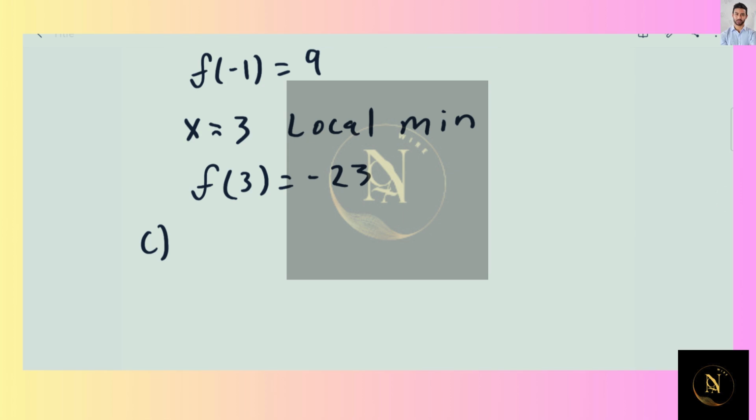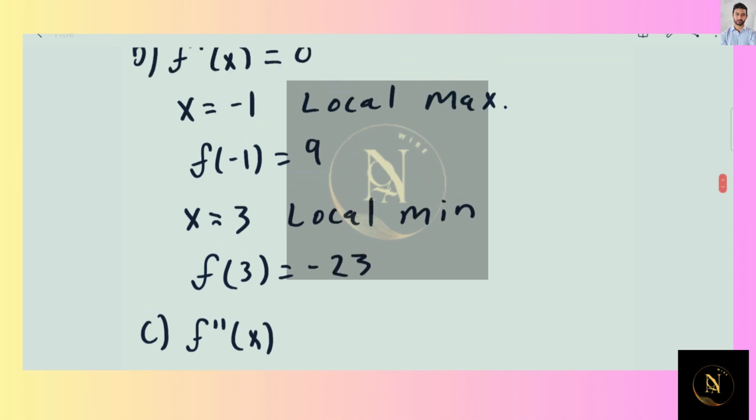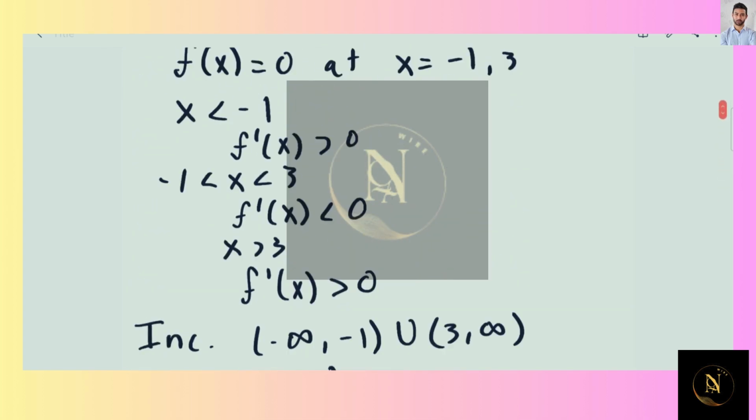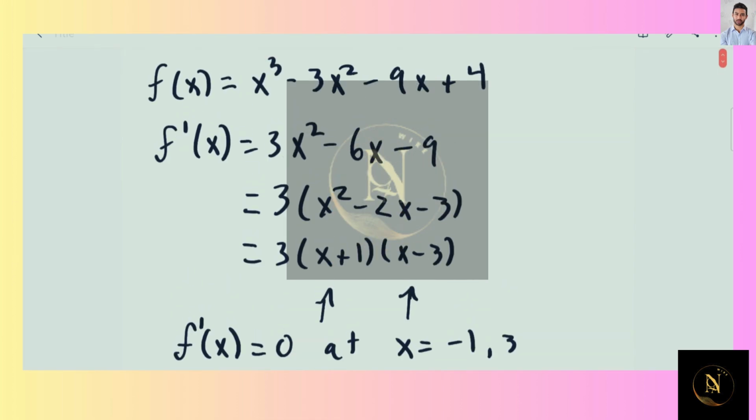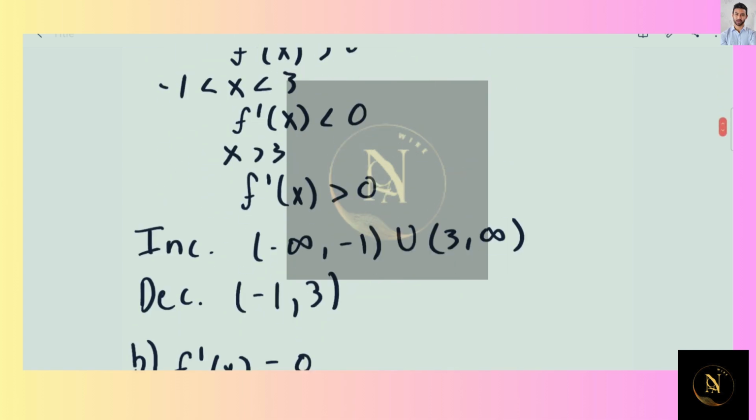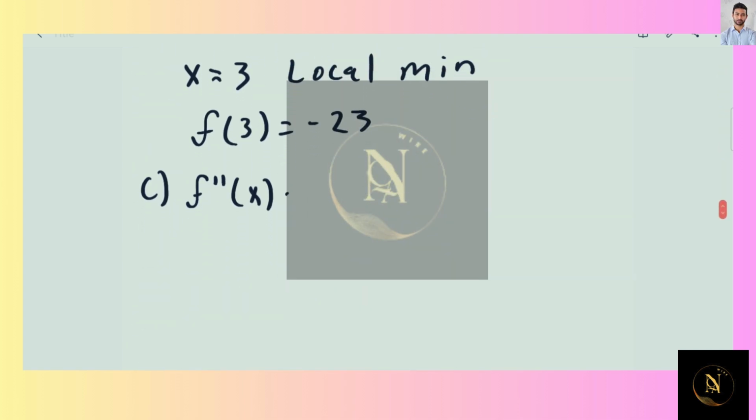And now for part C, we're going to figure out the intervals in which our function is concave up or concave down, and then also where our inflection points are. The way that we're going to do this is by finding the second derivative of our function, f double prime of x. If we look at f prime of x in its original form, it was 3x squared minus 6x minus 9. So the derivative of that is going to be 6x minus 6. So our second derivative is equal to 6x minus 6.